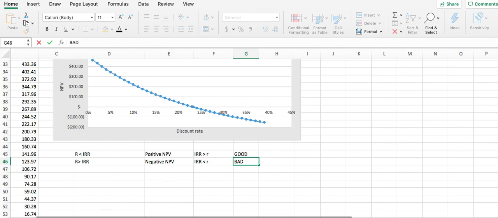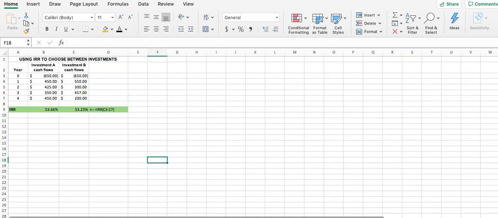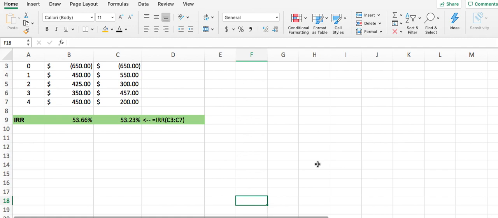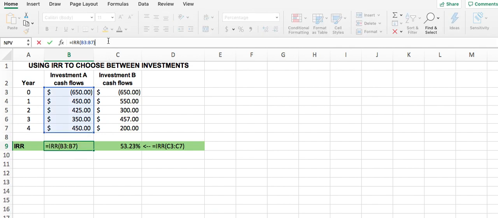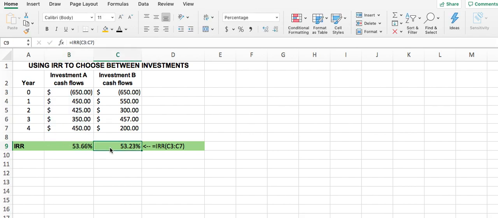Let's go see an example. Here we're using the internal rate of return to choose between two investments. This example shows investment A and investment B at a cost of $650, but they both have different cash flows in a 4-year period. If you are using the IRR to make a decision, then you will choose an investment with the higher internal rate of return. So here we use the function on all the cash flows to get the internal rate of return.